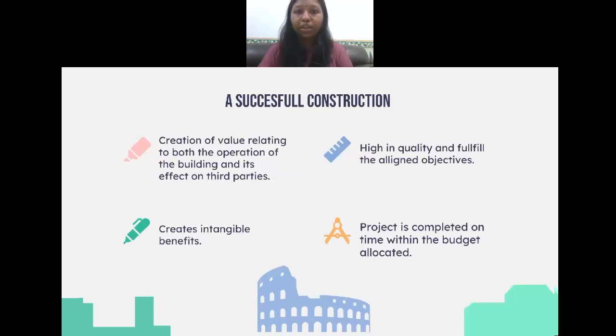Creation of value. If we create, there must be something of value. So as the construction project, there must be value. The value relates to the operation of the building, to the project manager, to the architect, to the contractor, and its effect on third parties. The third parties, the ones using the building or structure, get intangible benefits as well. Every construction must be beneficial as it serves the community.